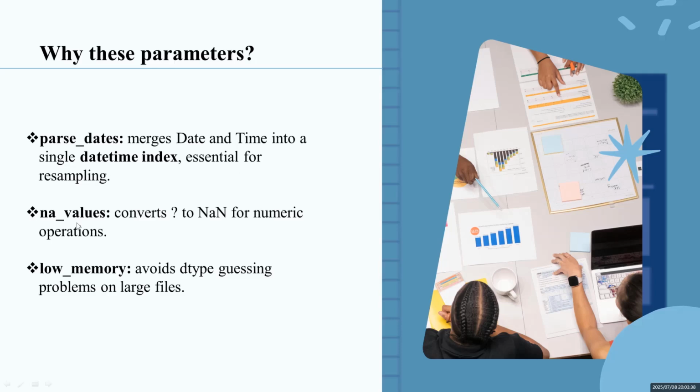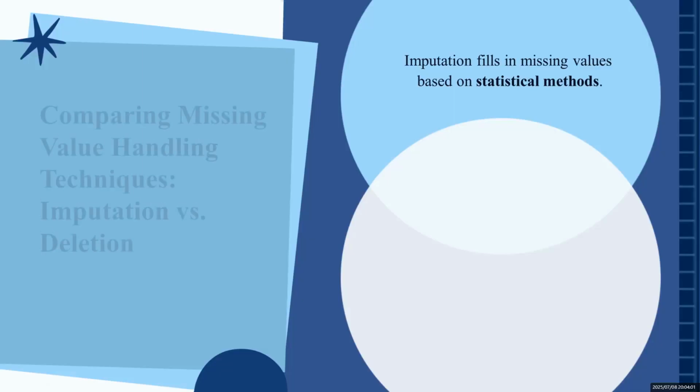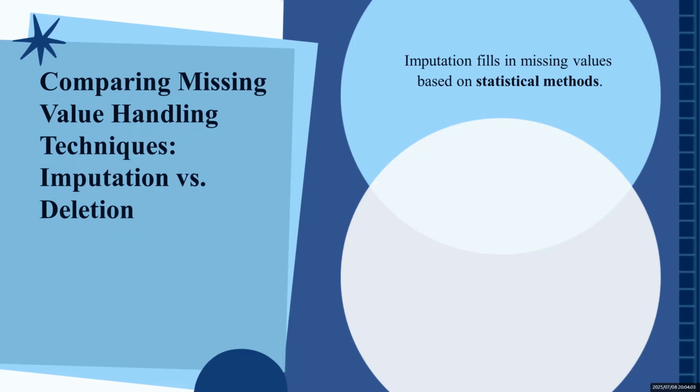Now we have also na_values. This helps to convert our question mark, which shows there is a missing value, to NaN for easy numerical operation. Now we have low_memory. This helps us to avoid data type guessing problems on large files.